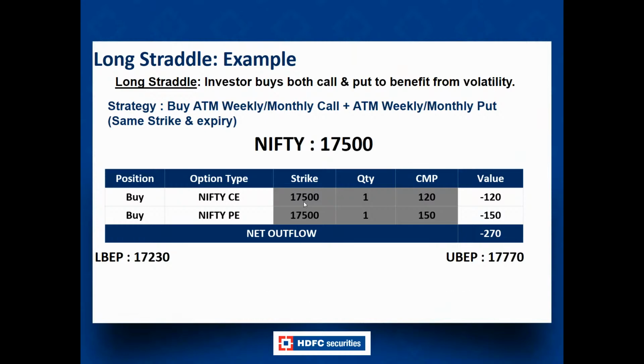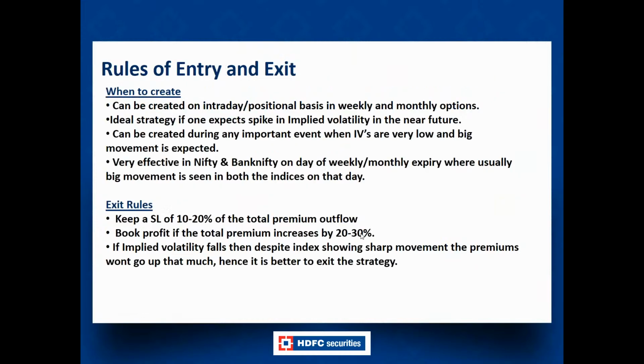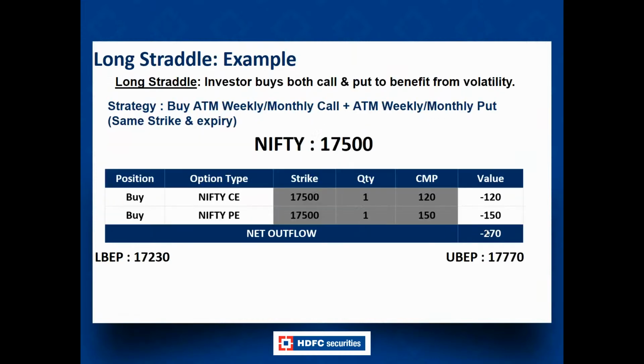And in the same way, your target should be 20 to 30 percentage of the total premium. So if this premium of 270 rupees increases by 100 rupees or 120 rupees, that is around 370 or 390, if it reaches there, you should book profit from this strategy and not wait for further movement.